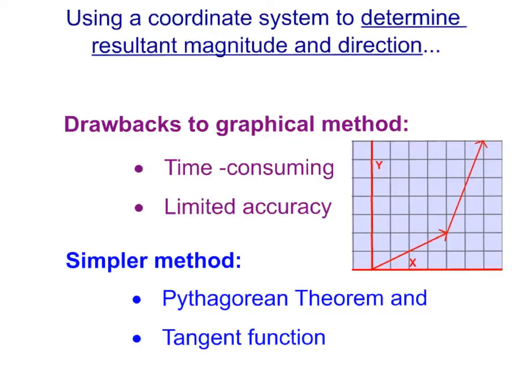the lengths. So a much more simple method would be one where we use the Pythagorean Theorem and what we're calling the tangent function. Some of you are familiar with these and some of you may not be, but let's look into that and see how we go about finding our magnitude and direction in ways other than graphing them.